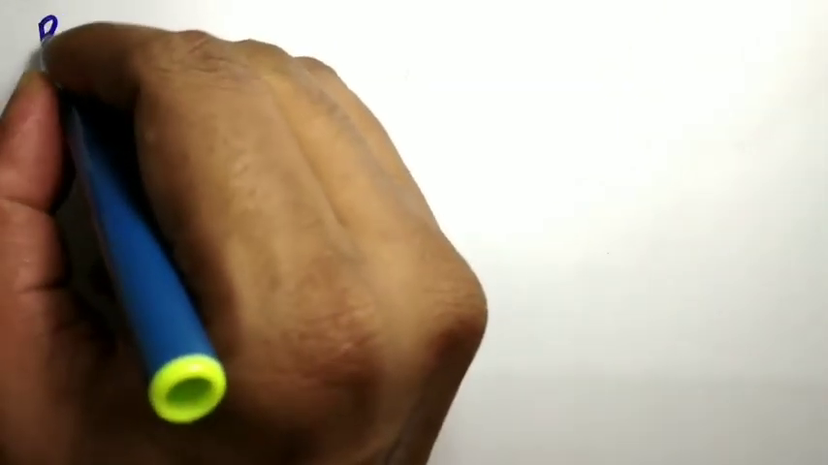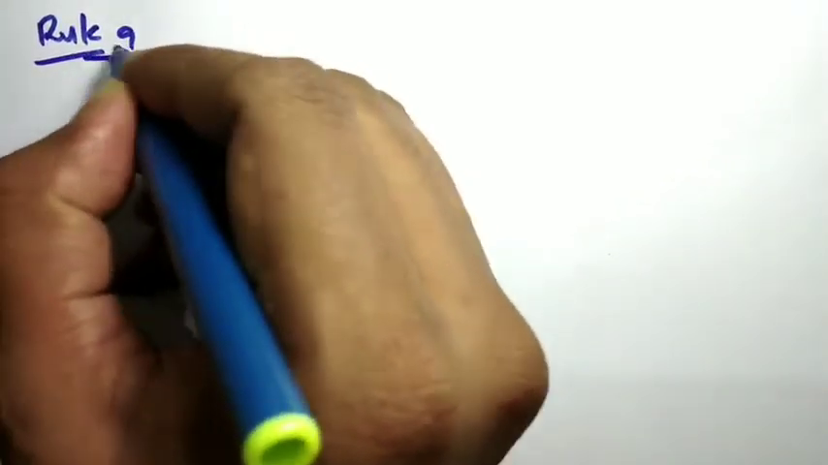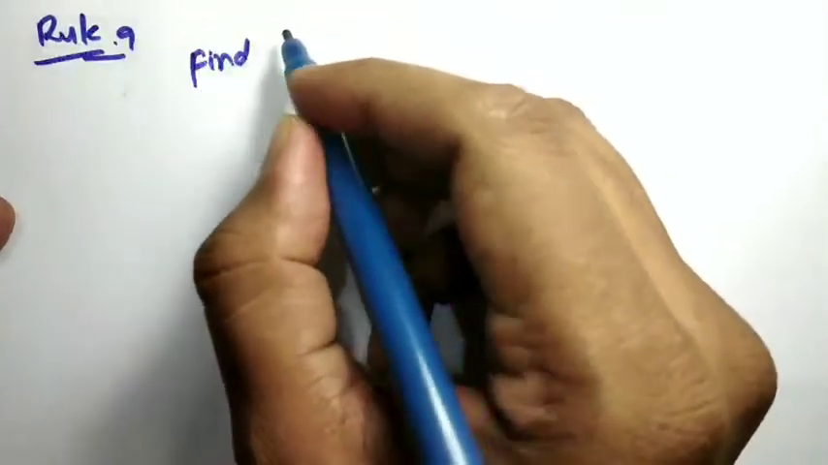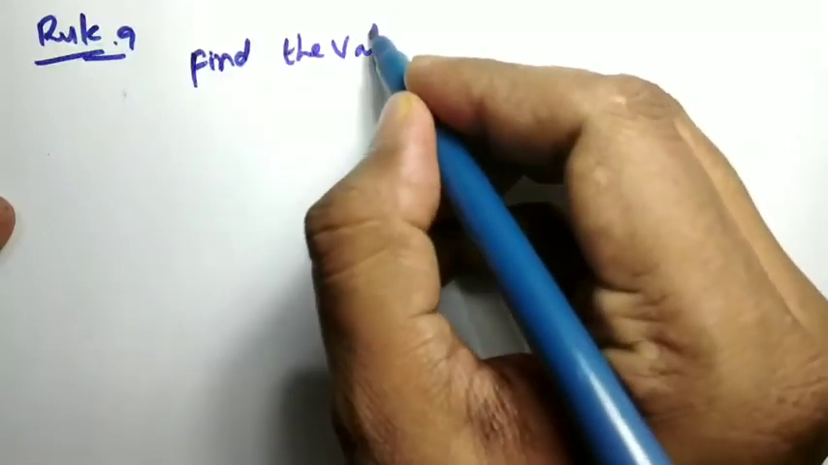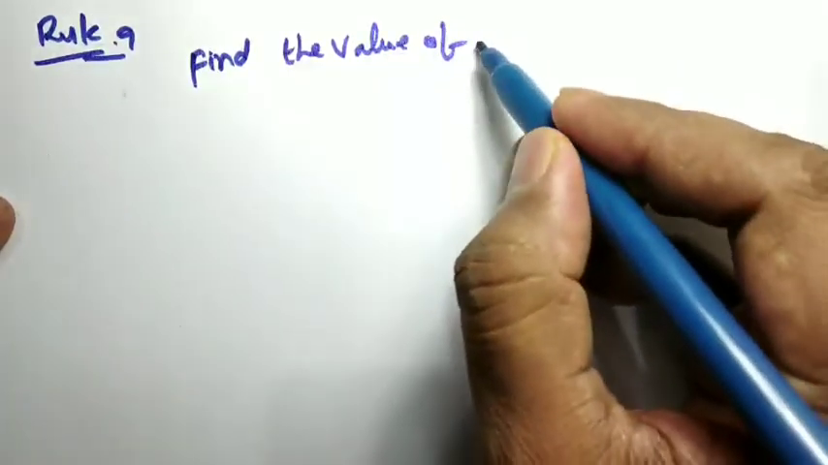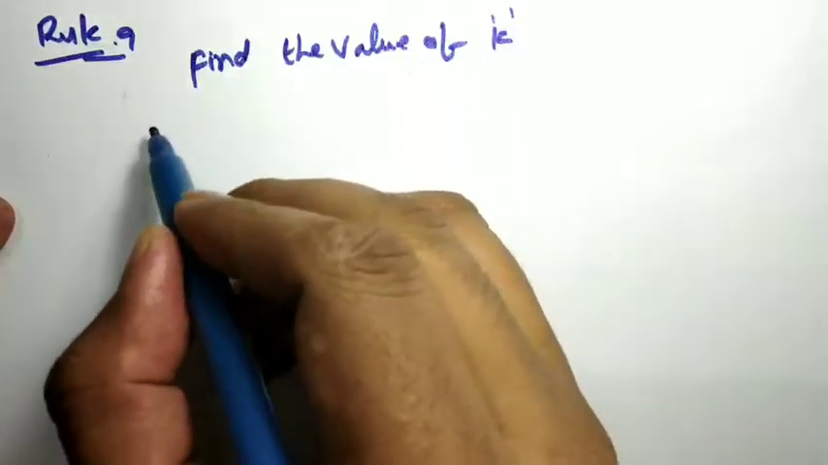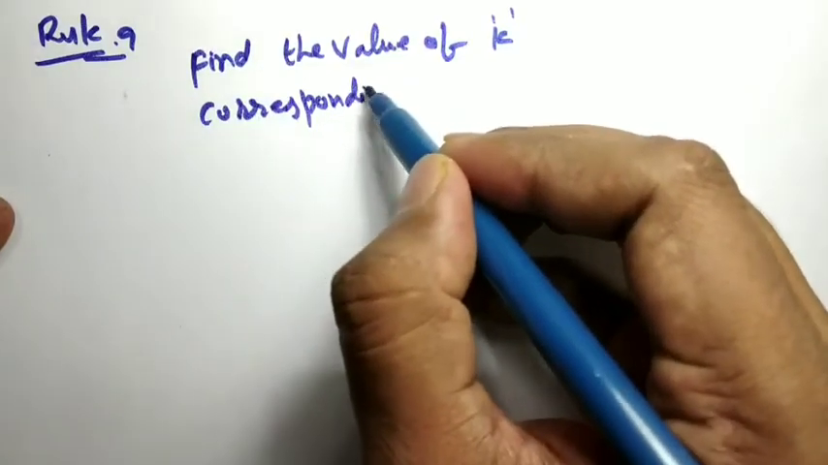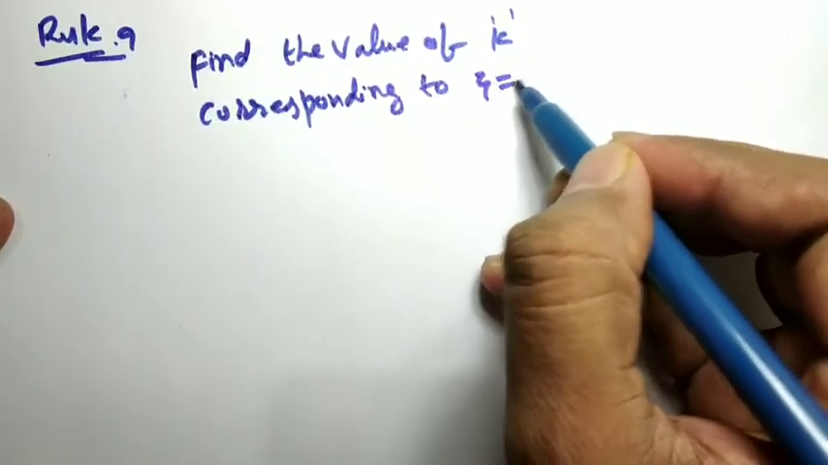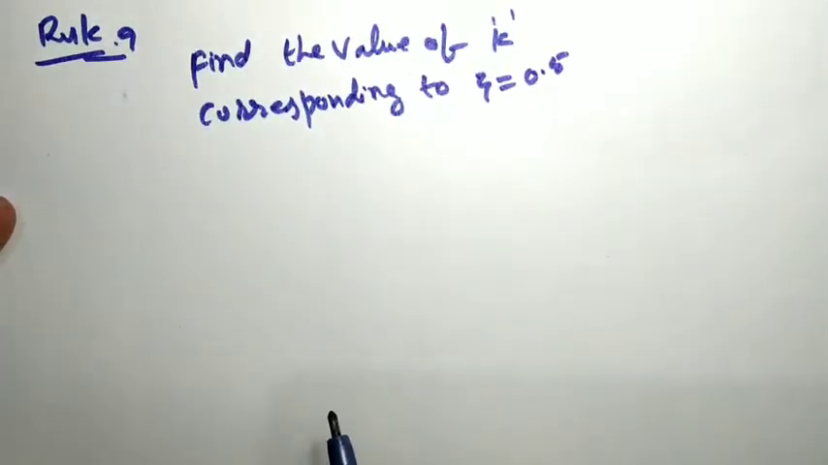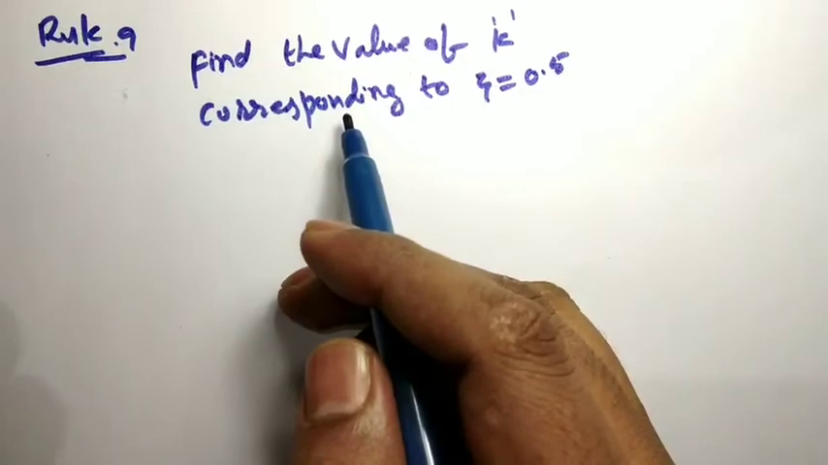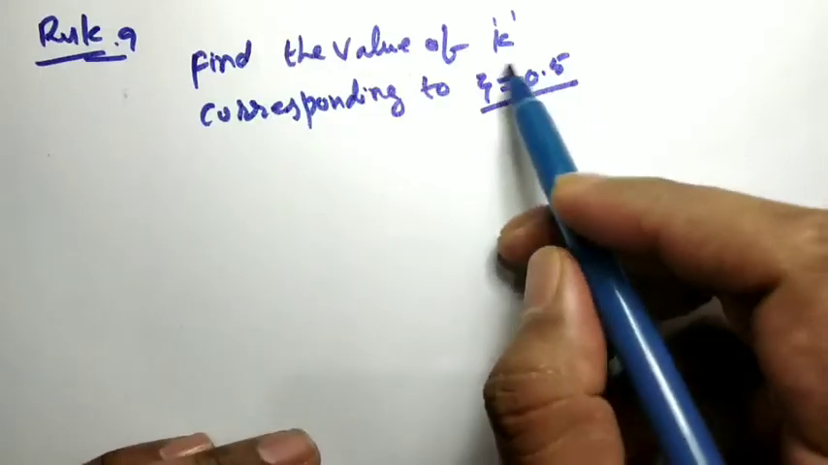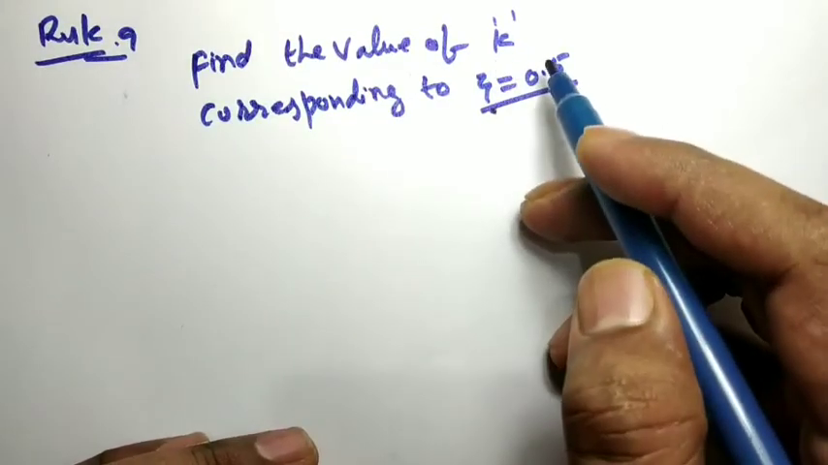Rule 9. Rule 9 is find the value of k corresponding to zeta is equal to 0.5. Okay, so if they give the zeta value of 0.5, then at this zeta value you have to find the k value. How to find the k value?